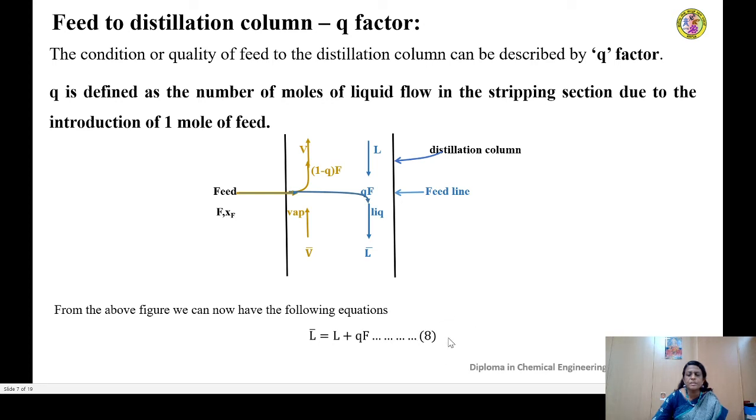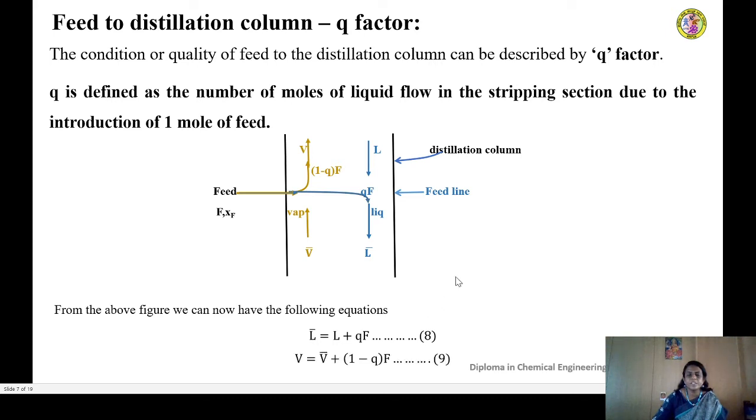We have continued naming the equations from the previous class, because all this comes under the McCabe-Thiele method, which we started in the previous class and will be ending in today's class. So the numbering of the equations will be continued from the previous class. In the previous class, the last equation we derived was the equation of the operating line for the stripping section, which is equation number 8. Now L bar is equal to L plus qF.